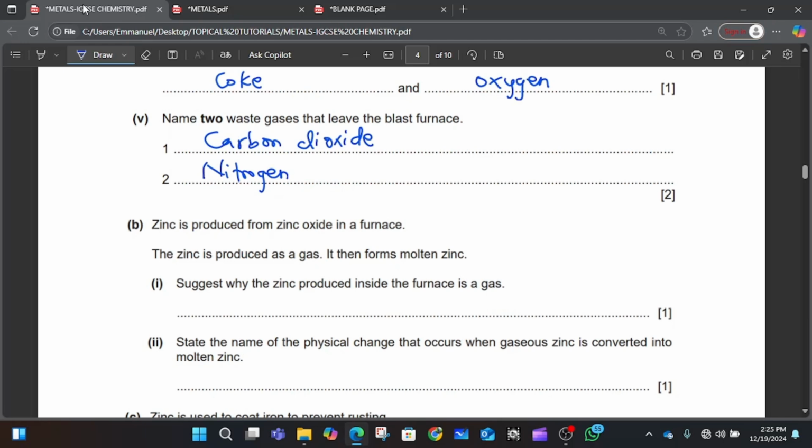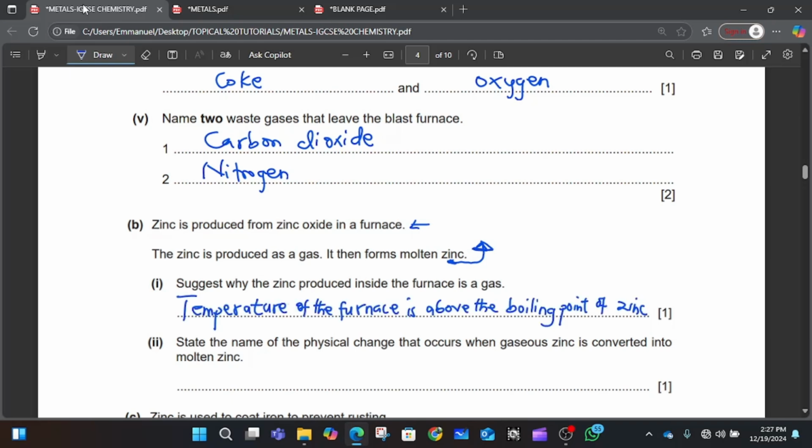B. Zinc is produced from zinc oxide in a furnace. The zinc is produced as a gas. It then forms molten zinc. I. Suggest why the zinc produced inside the furnace is a gas. So zinc is a metal, but for zinc to be a gas, it means that zinc has reached its boiling point. And so for that to happen, it means that the temperature of the furnace is above the boiling point of zinc. And so it is the reason why the zinc has been vaporized into the gaseous state.